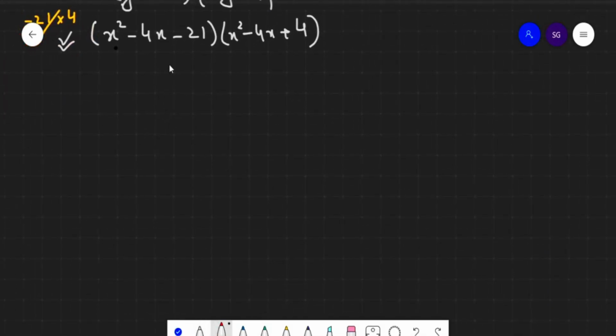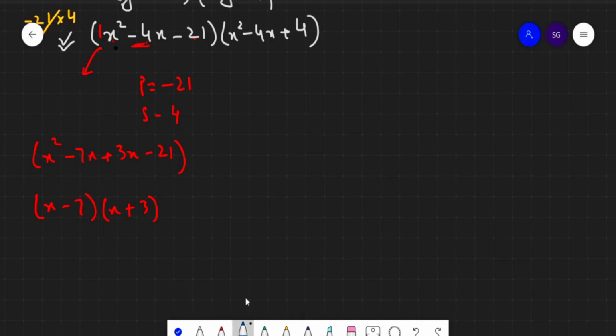And now x squared minus 4x minus 21. If you look at this bracket, the product is 1 times negative 21, so negative 21, and the sum is negative 4. And you can identify the two numbers that are going to replace this middle term. I have done it already, so it's x squared minus 7x plus 3x minus 21, and which when factorized gives us x minus 7 and x plus 3.